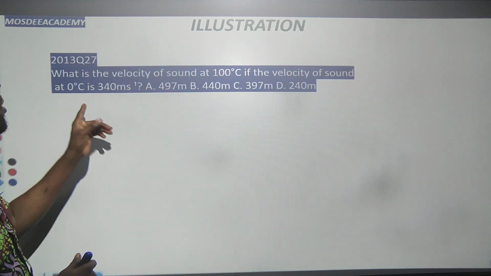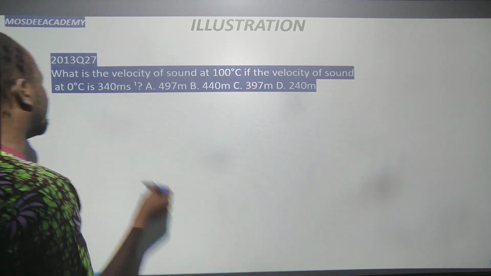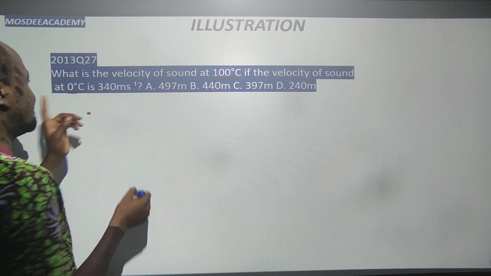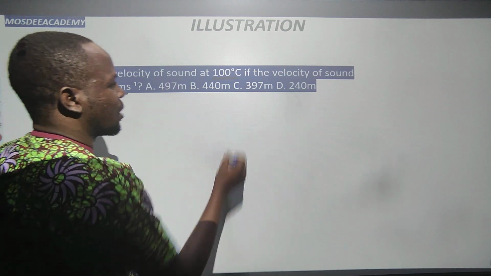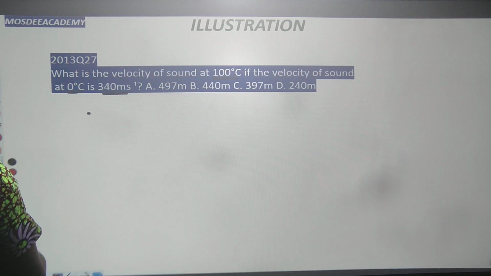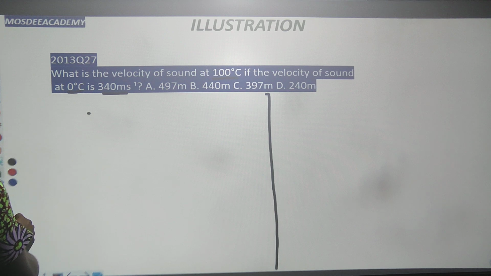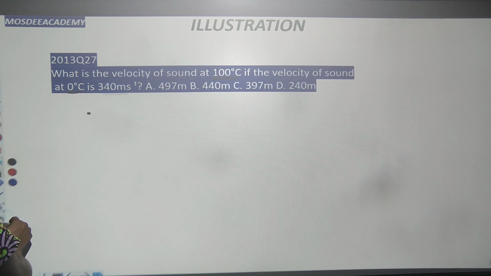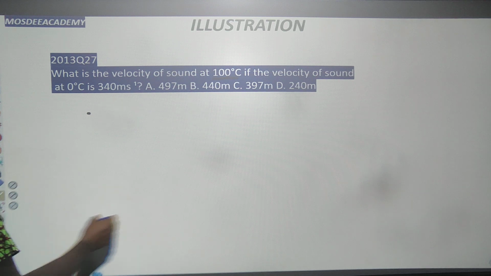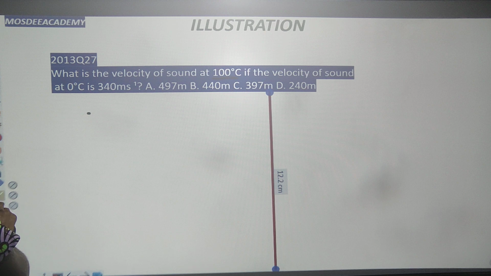Now, the question says, what is the velocity of sound at a temperature of 100 if the velocity of sound at 0 degrees Celsius is 340? So we are calculating the relationship between velocity of sound and temperature. Don't forget, my dear students, that the velocity of sound is proportional to the square root of temperature. I believe you can recall that.